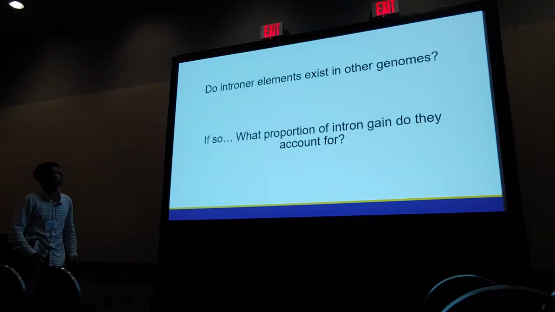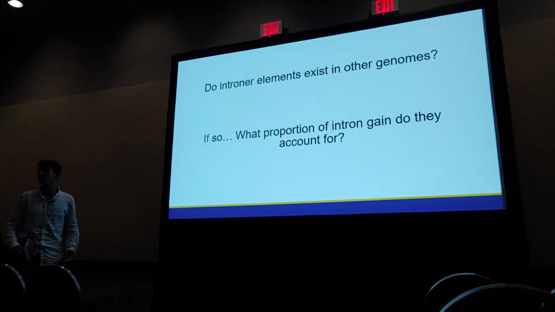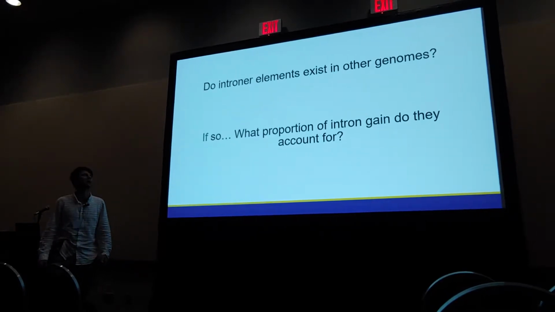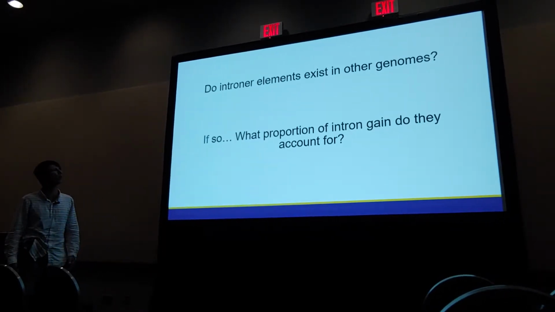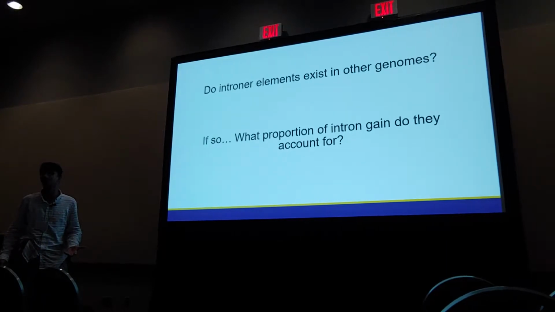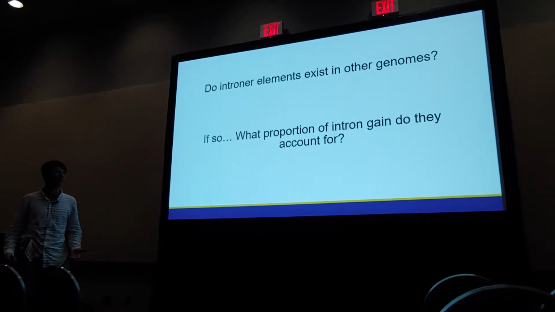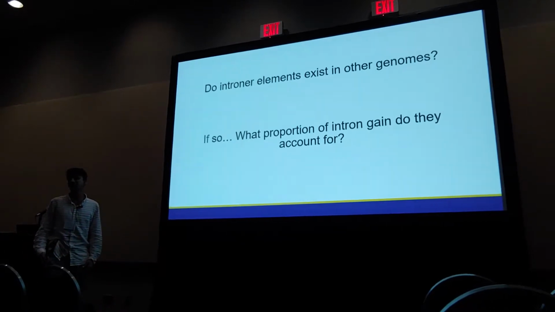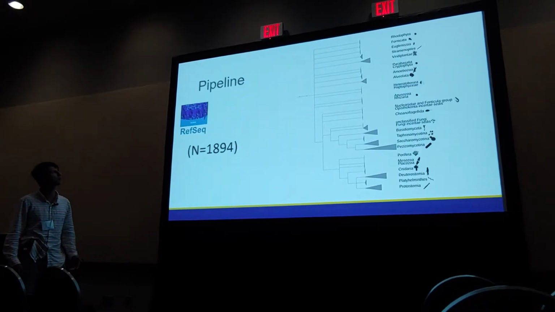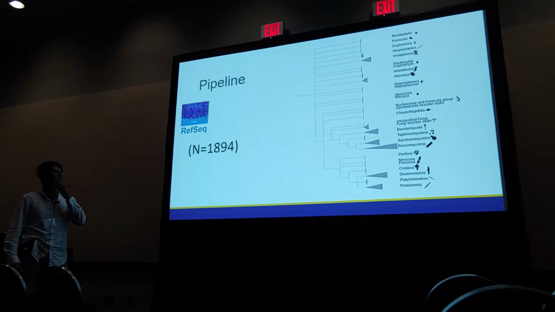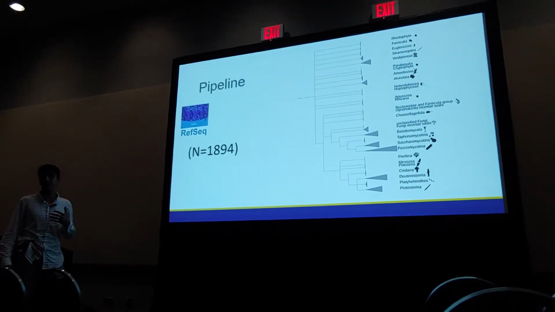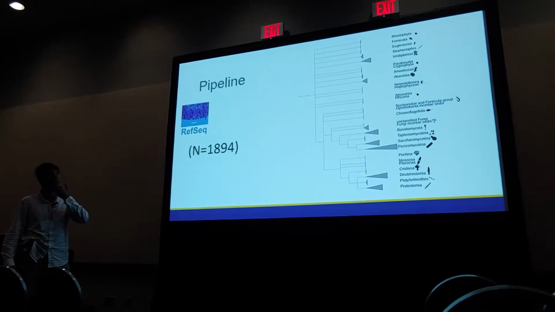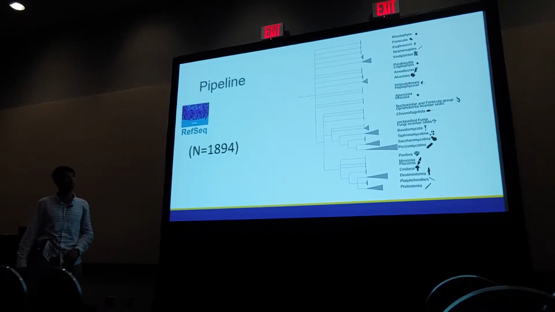After reading this paper, I was pretty interested, I was just curious. I mean, we were curious: do these exist in other genomes? And if so, what proportion of intron gain do they account for? To test this and try to find an answer, we started developing a pipeline in which we do a systematic search on 1,894 assemblies that we obtained through the GenBank and RefSeq databases.